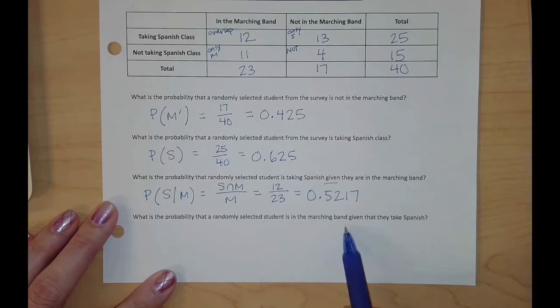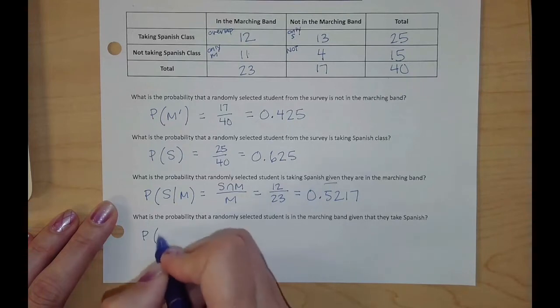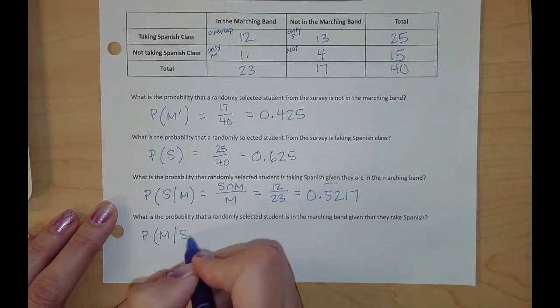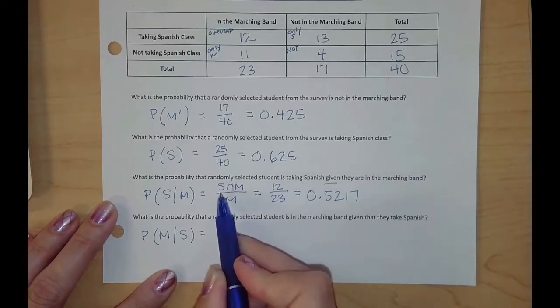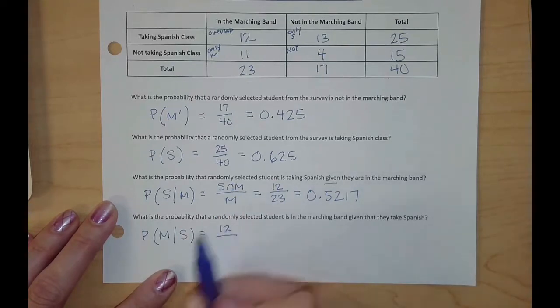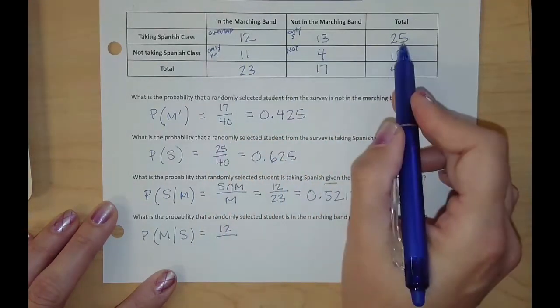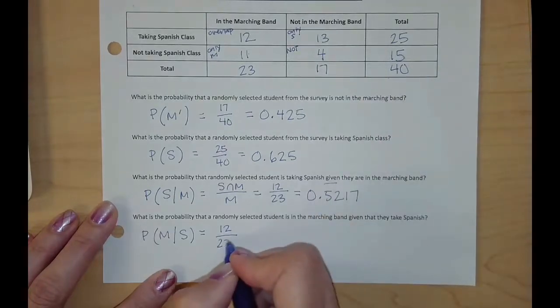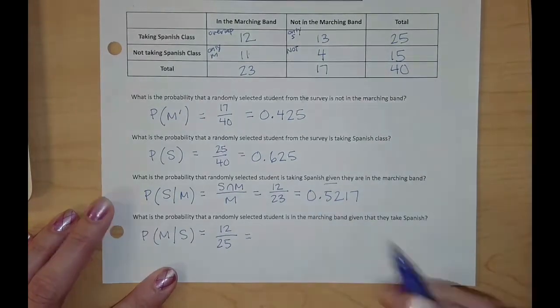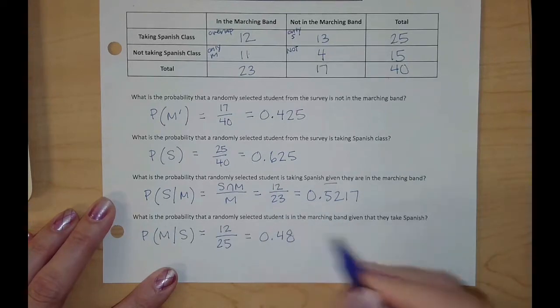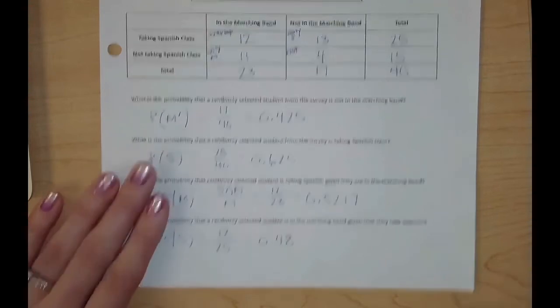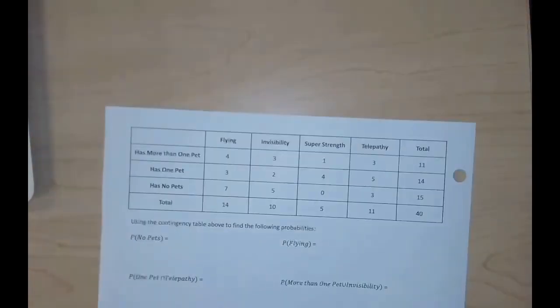All right, last but not least, what is the probability that a randomly selected student is in the marching band given that they take Spanish? So probability of marching band given Spanish. It's still the intersection of Spanish and marching band, which is 12, but then my denominator is Spanish. The total people that take Spanish is 25, so my denominator changed a little bit. So I get 0.48 as my probability.